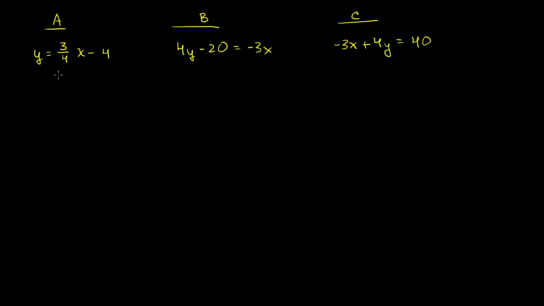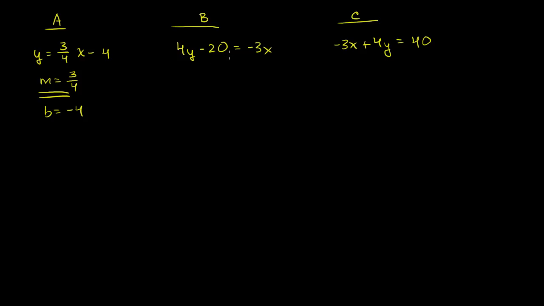Now line A, it's very easy to figure out its slope. It's already in slope-intercept form. This is mx plus b. The slope is 3/4. And the y-intercept, which isn't as relevant when you're figuring out parallel lines, is negative 4. So let's see what the other lines' slopes are.